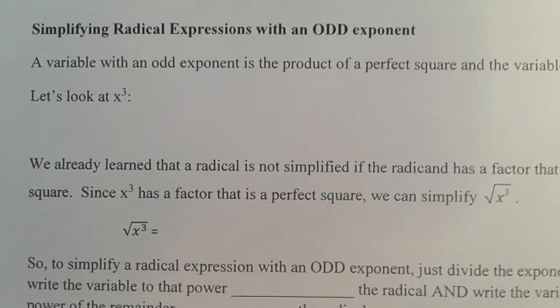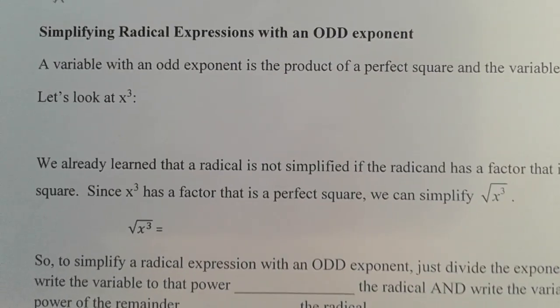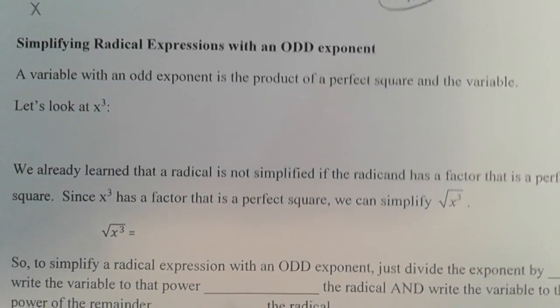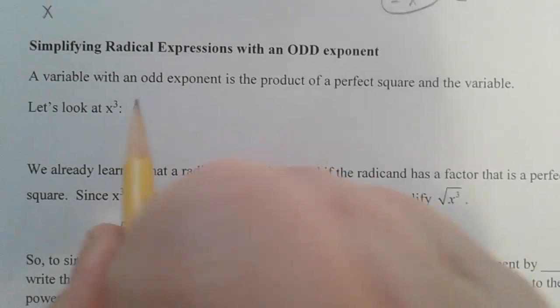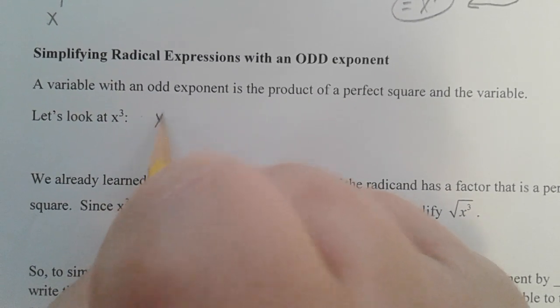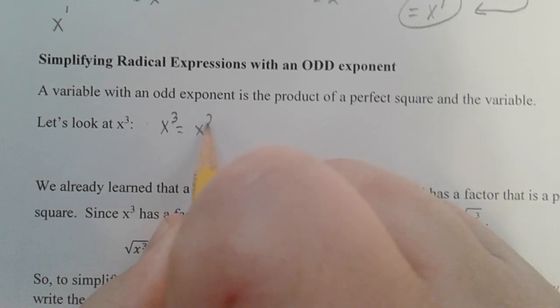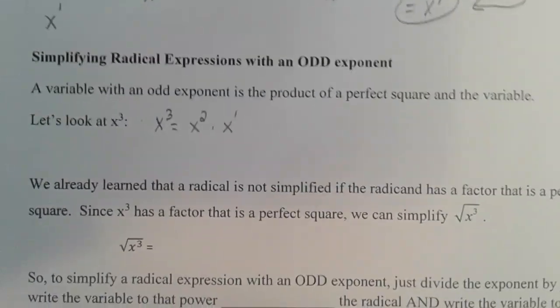Okay, next we're going to look at simplifying radical expressions with odd exponents. A variable with an odd exponent is always the product of a perfect square and the variable. I'll show you that by taking a look at x to the third. I can write x to the third as x squared times x to the first.